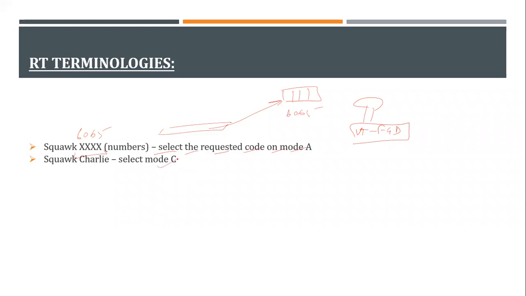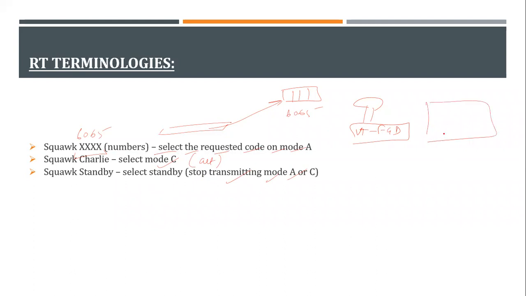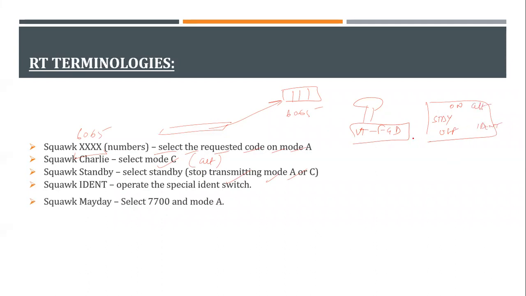Squawk Charlie means select Mode C, or indicating select altitude. Squawk Standby means stop transmitting on Mode C. If you see, we had different selector positions. There was off, on, and in between we have standby. Standby is when the ATC will be requesting. We have ident also, if you remember, and we had altitude also.